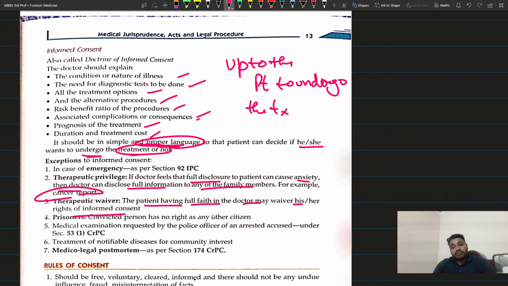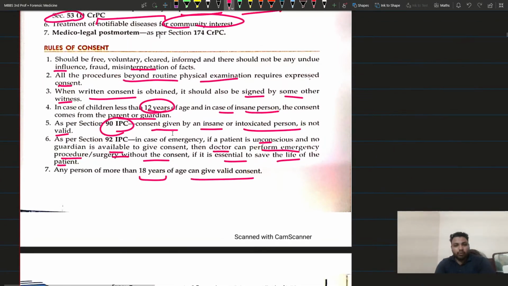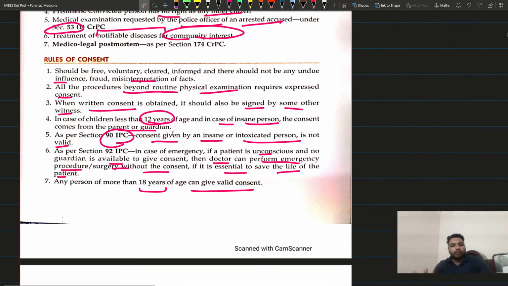Prisoner, convicted person who has no right as any responsibility. Medical examination requested by a police officer for arresting an accused under Section 53 of CrPC. Treatment of notifiable disease in the community interest, and medico-legal postmortem.